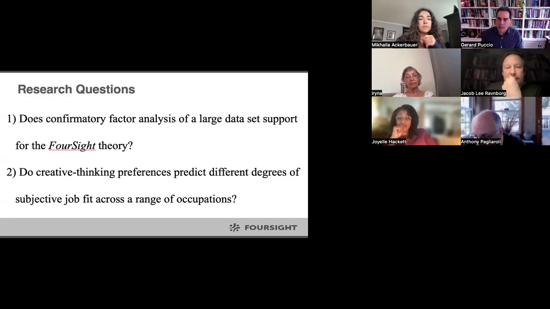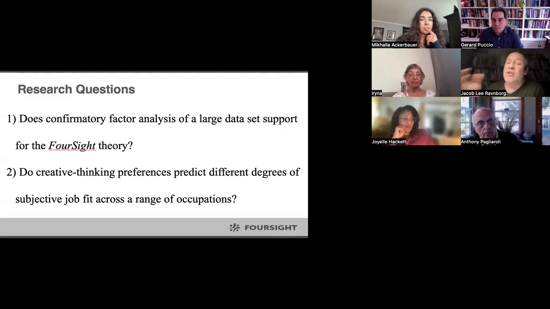Jacob, I saw your hand went up and then down. Yeah, for the first part before you went into this, I just want to hear, does this exclude other models? Because if this model is true, does that mean that other models are less true, or can they live side by side? And how do they live side by side?